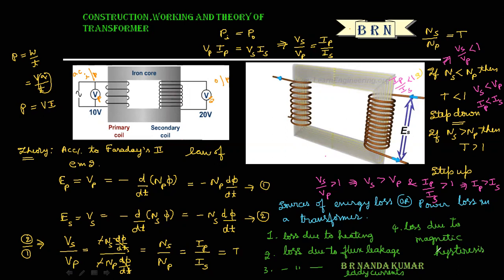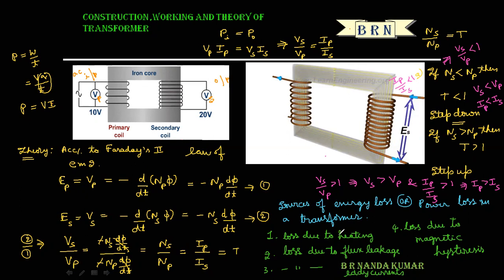What is the meaning of magnetic hysteresis? It is the phenomenon of lagging of magnetic induction behind the magnetic intensity in a ferromagnetic material subjected to cycles of magnetization and demagnetization. Okay, so these are the sources of energy loss in a transformer. Loss due to heating can be reduced by using thick wires with considerably low resistance.